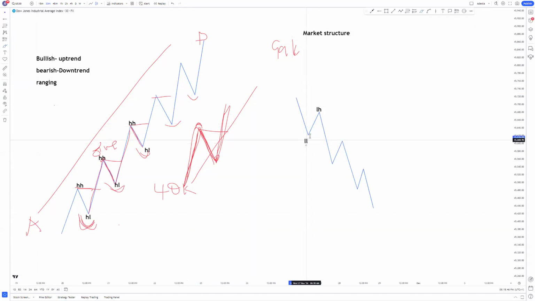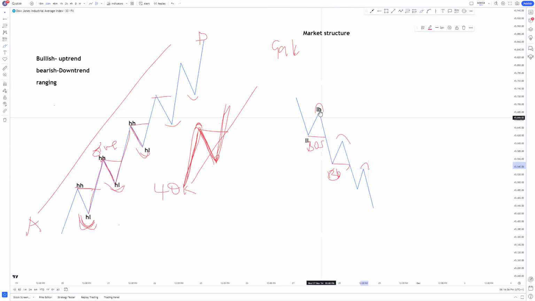So we have the lower high, the lower low. So in a bearish market, the previous high should be protected. The previous low should be broken, leading to a break of structure. So this is called BOS, which means break of structure. The previous high should be protected. The previous low should be broken, leading to a break of structure.